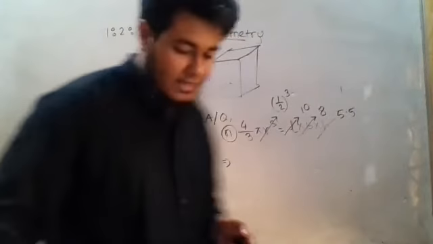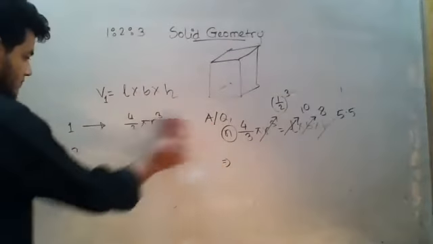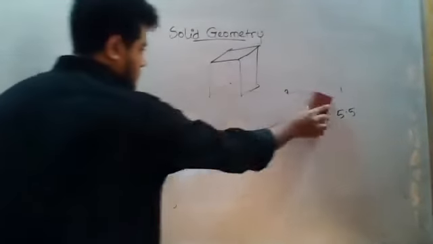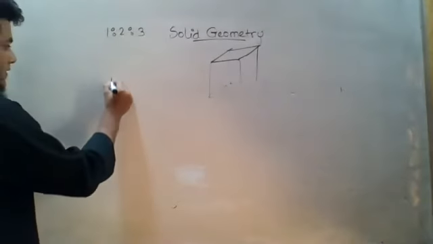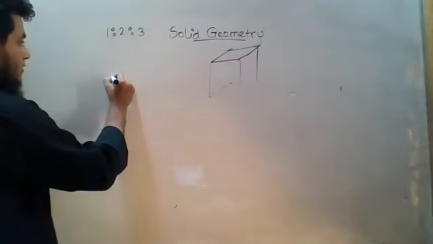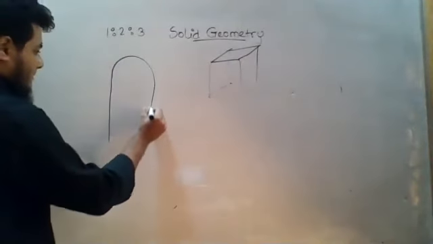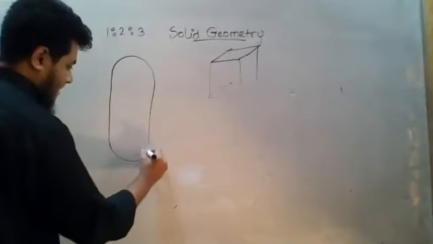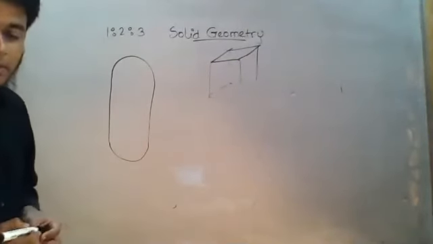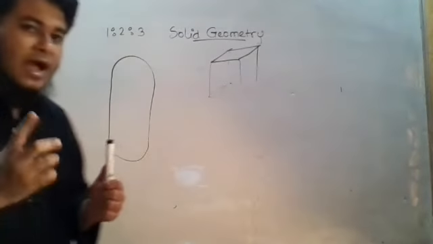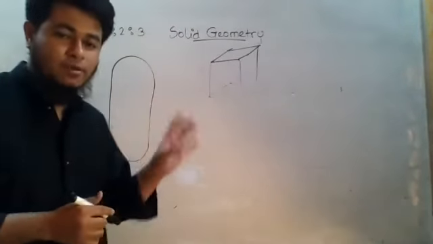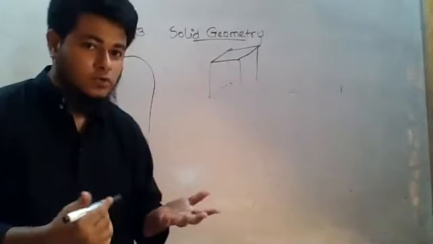Now let us say I have a shape like this. Capsule shape, call it, okay? Capsule shape. Now this is a compound solid. How is it a compound solid? I can divide this shape into a couple of types of solid.